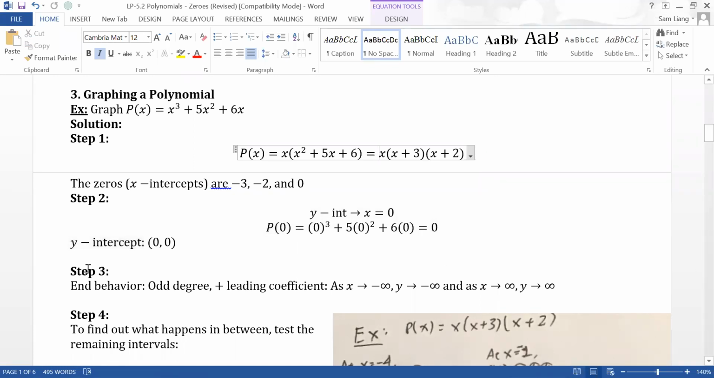All right, next is the end behavior, which you remember from yesterday's lesson, hopefully. This polynomial has odd degree. The leading term is x cubed, because the highest power is 3 in this case. It's odd degree since 3 is an odd number, and there's a positive leading coefficient since it's positive x cubed. So therefore, the end behavior is: as x goes to negative infinity, y goes to negative infinity, and as x goes to infinity, y goes to infinity. In other words, it's going to have the following shape, like that. It's going to go from negative infinity to positive infinity.